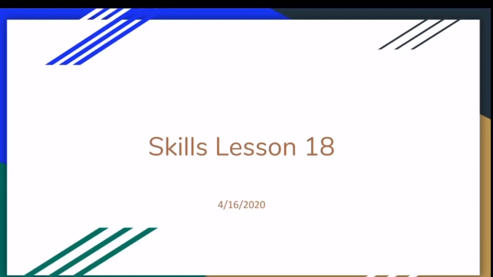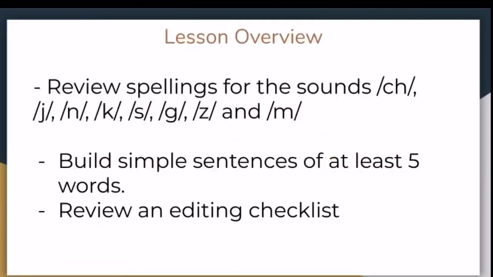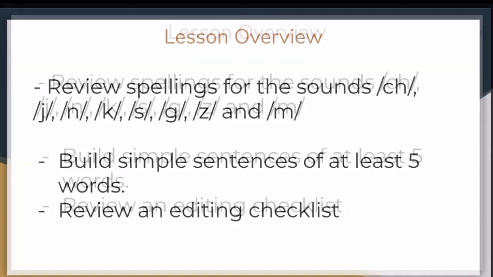Let's take a look at what we're going to learn today. We're going to review the spellings for the sounds ch, j, k, s, g, z, and m. We'll build simple sentences of at least 5 words, and we will review an editing checklist, which you will then go through with your parents and edit the letters you wrote yesterday. Let's take a look.